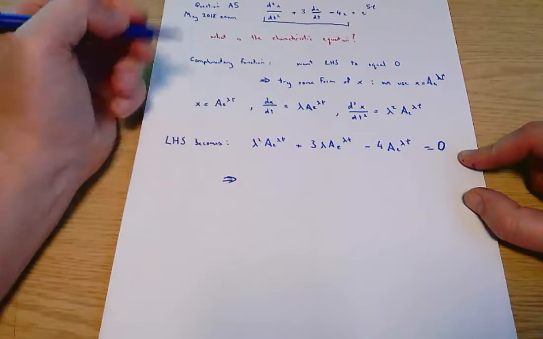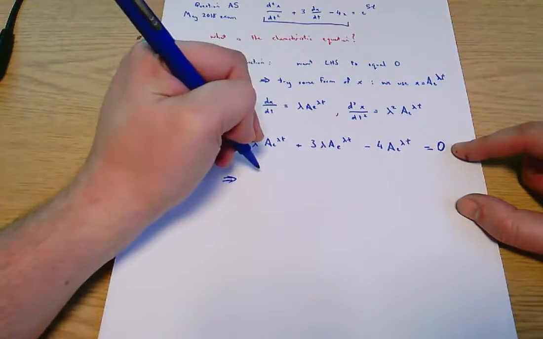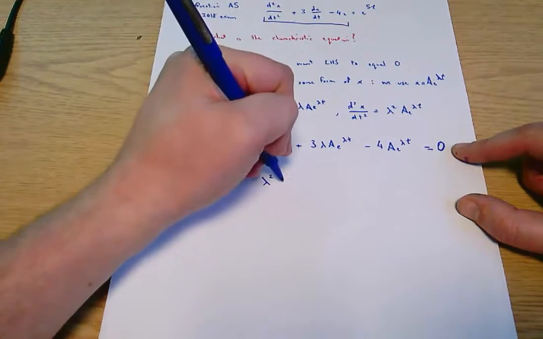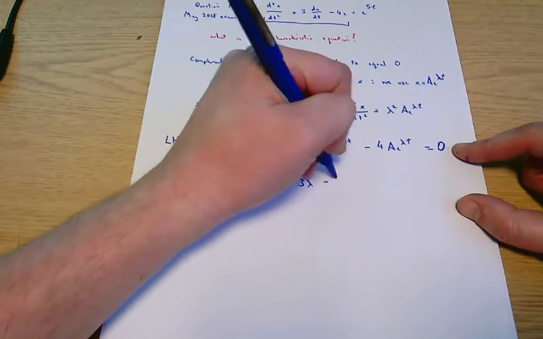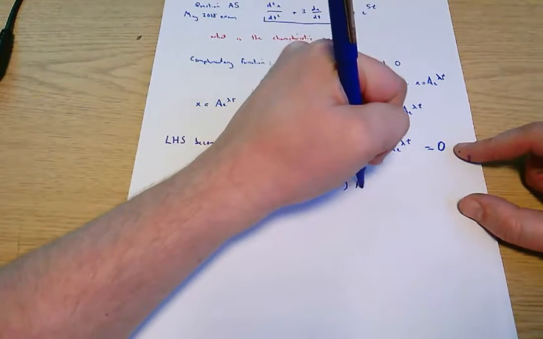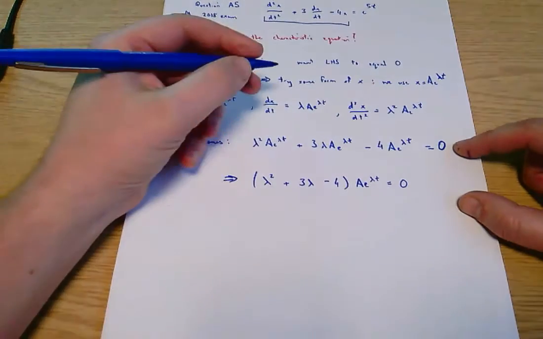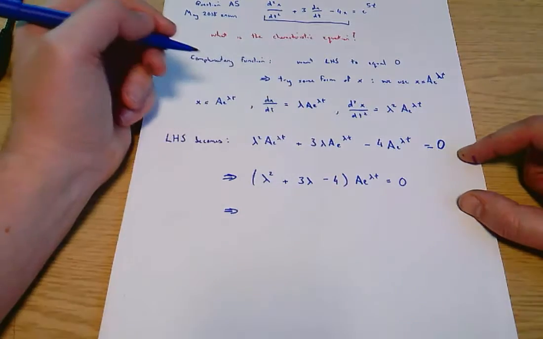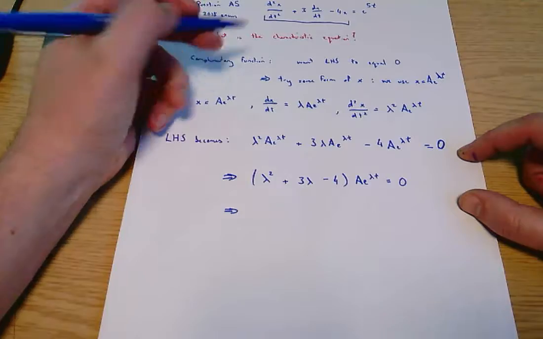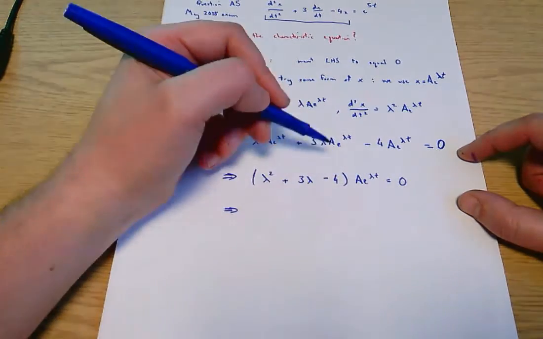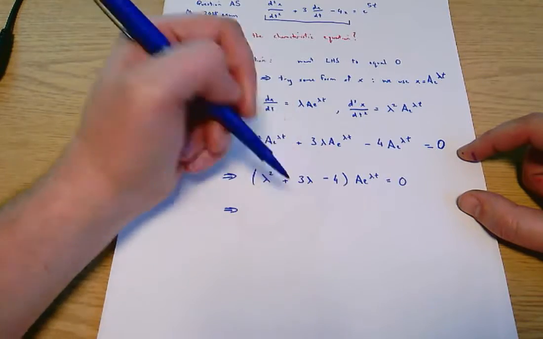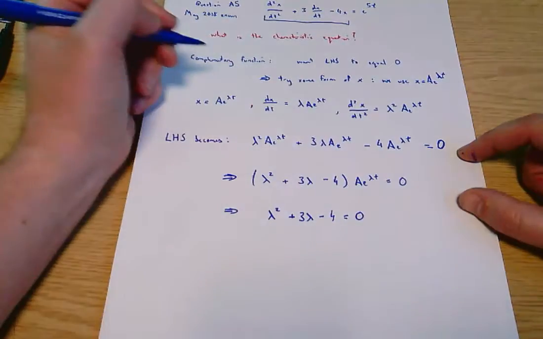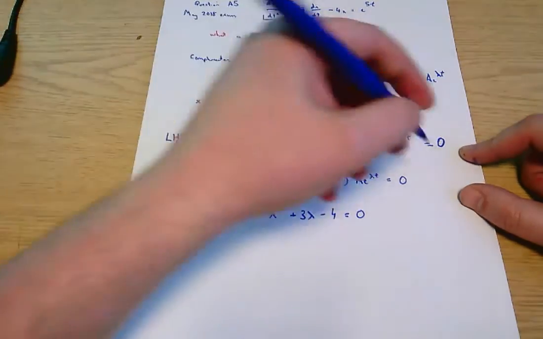Then I can say we can take out a common factor of a e to the lambda t here. We get lambda squared plus 3 lambda minus 4 multiplied by a e to the lambda t equals 0, and therefore one of those two terms, if you multiply two things together and you get 0, one of them must equal 0. If this equals 0, it's a trivial solution, so we always want this equals 0. Lambda squared plus 3 lambda minus 4 equals 0. And that is the characteristic equation.